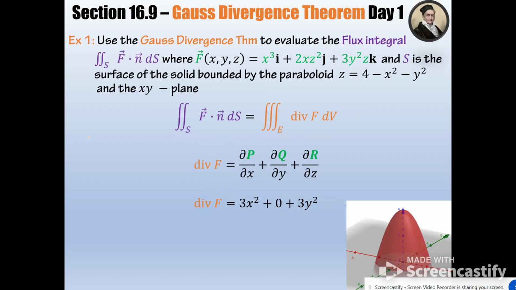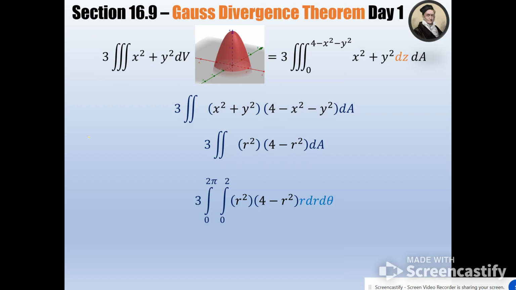So I have 3x squared plus 3y squared, which is why I factored this 3 out here.